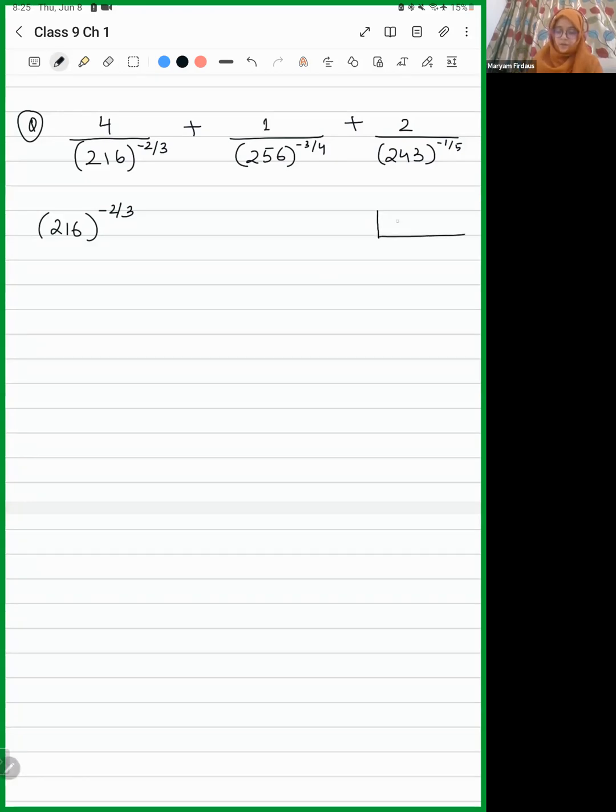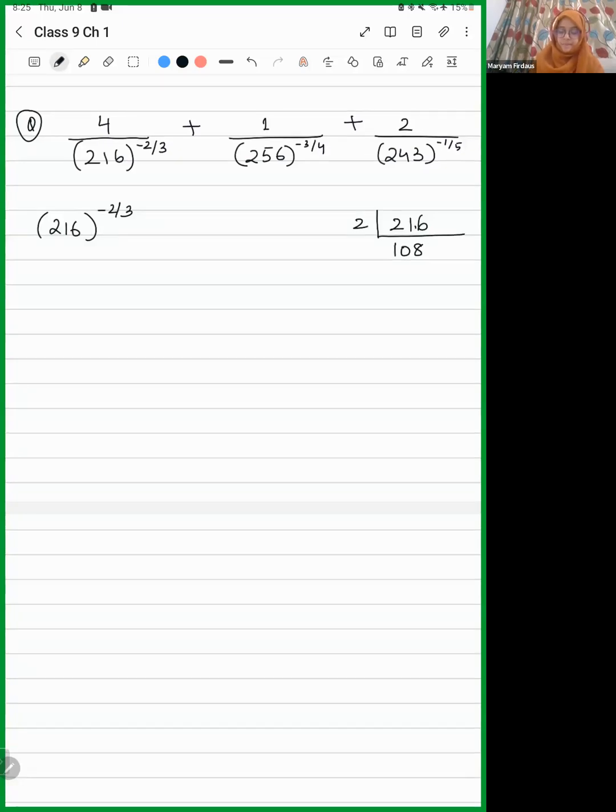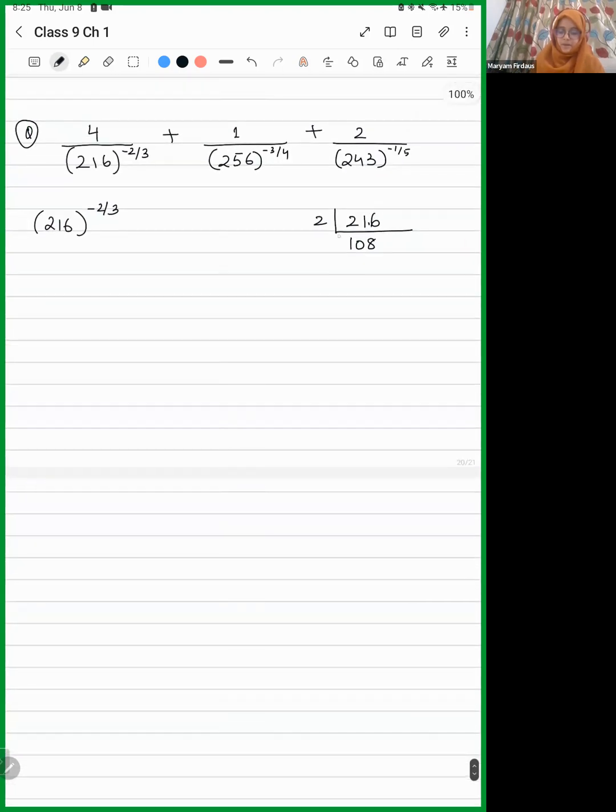Okay, 216. So let's start with 2. So 2 tens are 20 and 2 eights are 16. Okay, let's continue the prime factorization. 2 fives are 10, 2 fours are 8. Then again 2 twos are 4, 2 sevens are 14. Then now we have 3 nines, 3 threes are 3 ones. So do you see?